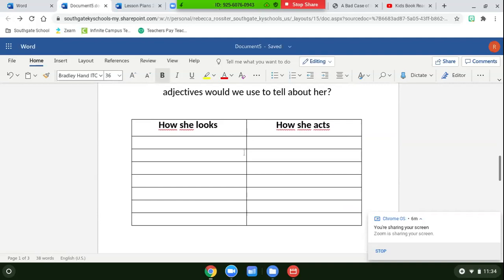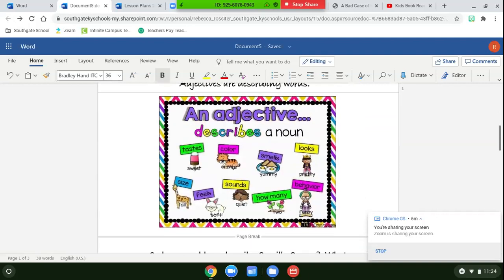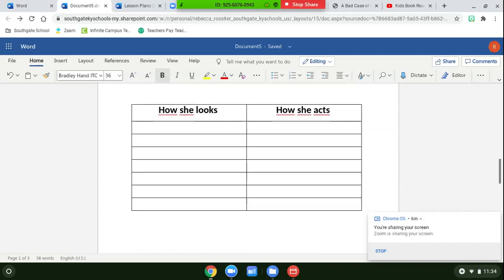So I went ahead and I just picked two categories here. I know in the poster here, we could describe her in many different ways. Probably not how she tastes, but we could describe her in many different ways. But we're actually only going to think about two ways to describe Camilla Cream. We're going to think how she looks and how she acts. Okay, so I'm just going to start brainstorming here. And you're going to do a little bit of this on your worksheet as well for the work that you will have to do today, which I'll tell you a little more about at the end of this video.